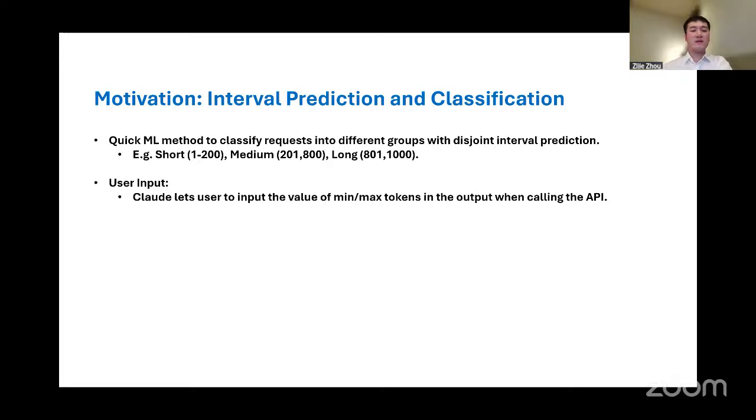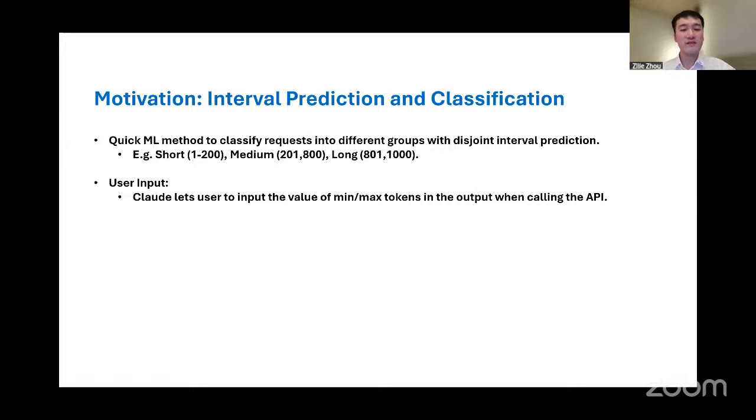Okay. And also there's another kind of prediction from the user's perspective. For example, Claude lets users input the value of min or max tokens in output when calling its APIs. So this is actually trying to get some predictions, right? Because the user first needs to type in these parameters, then it will call this API, right? So actually you know the minimum number of tokens and the maximum number of tokens. So there are some different types of predictions.